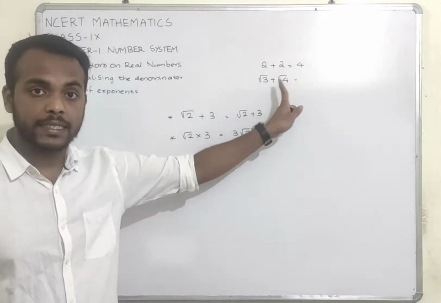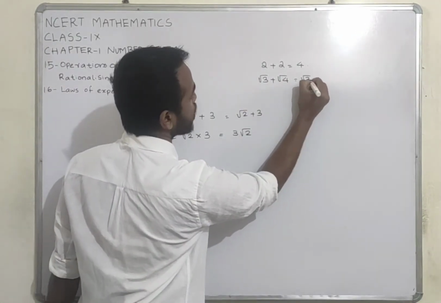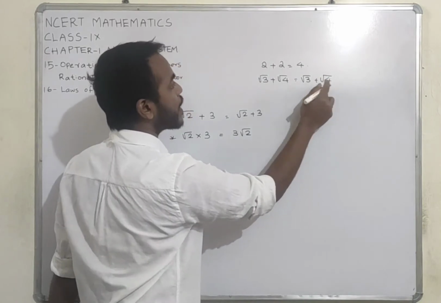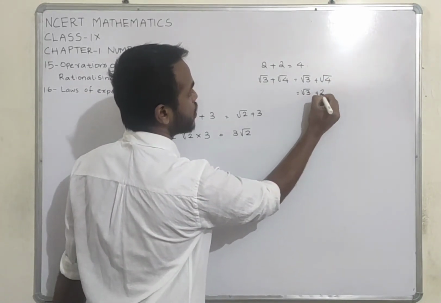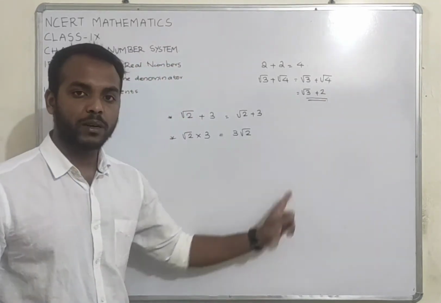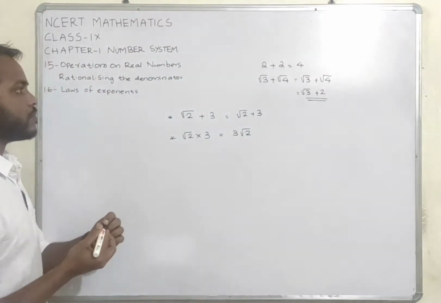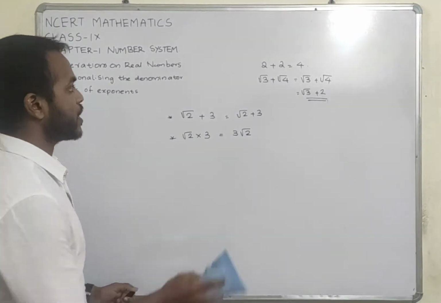Now, what happens when we add two irrational numbers, root 3 plus root 4? What is it? It is again irrational. Root 3 plus root 4. Root 4 can be written as 2. So this can be written as root 3 plus 2. It is again which type of number? Irrational number.